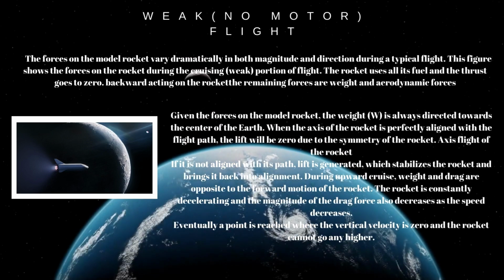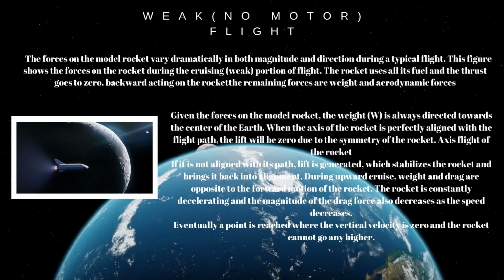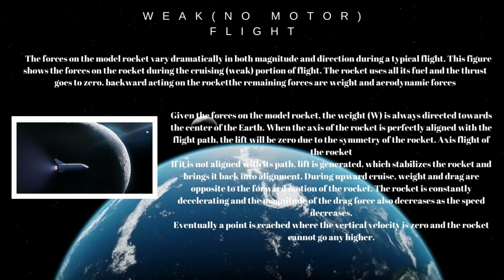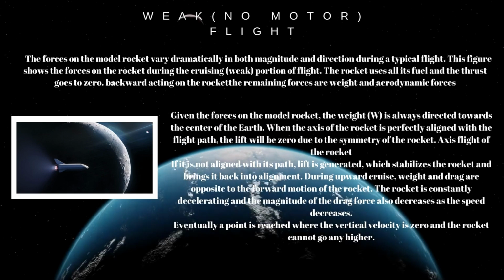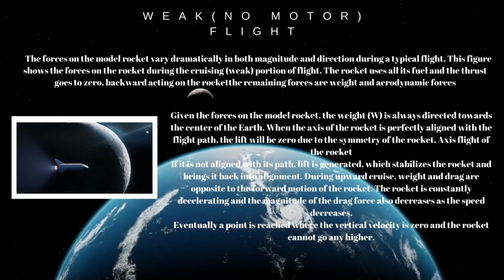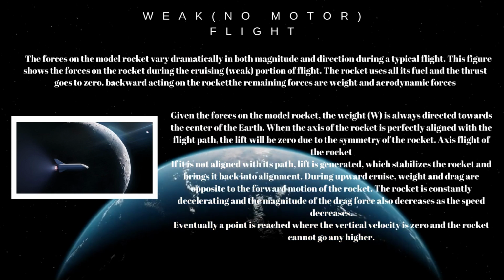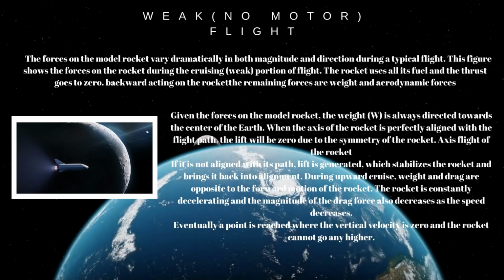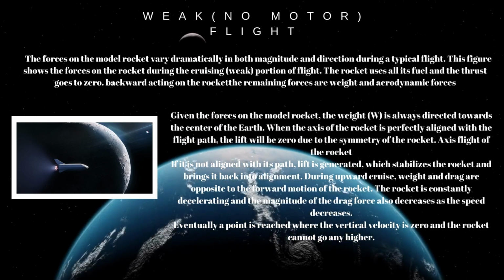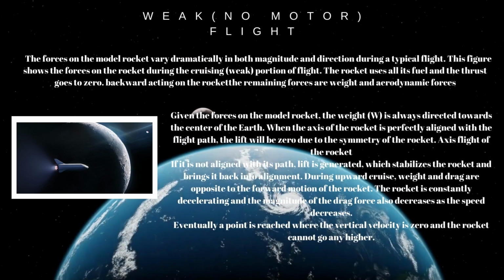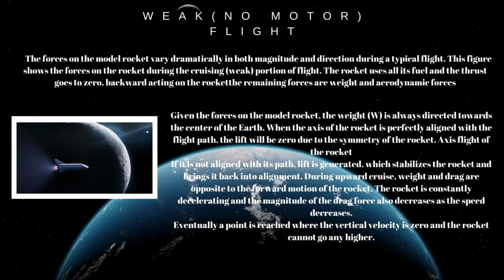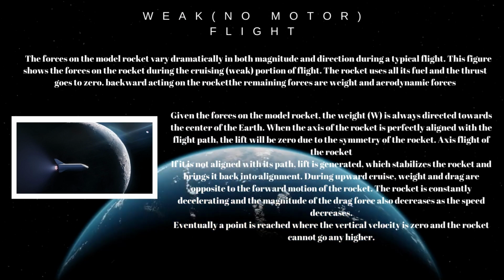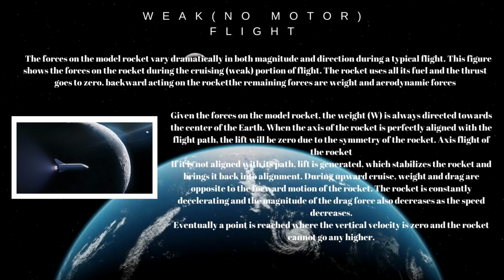Considering the forces on the model rocket, the weight is always directed towards the center of the Earth. When the axis of the rocket is perfectly aligned with the flight path, the lift will be 0 due to the symmetry of the rocket. If it is not aligned with its path, lift is generated which stabilizes the rocket and brings it back into alignment. During upward coast, weight and drag are opposite to the forward motion of the rocket. The rocket is constantly decelerating and the magnitude of the drag force also decreases as the speed decreases.